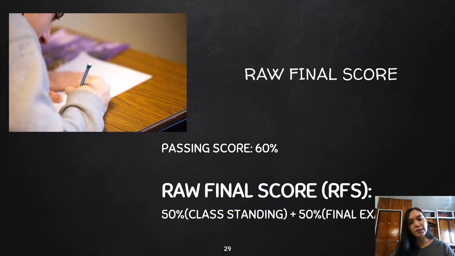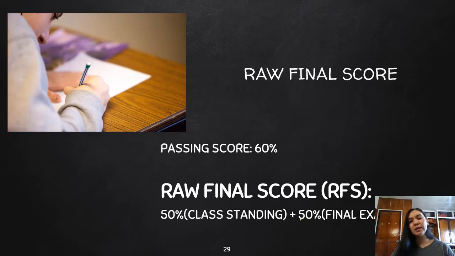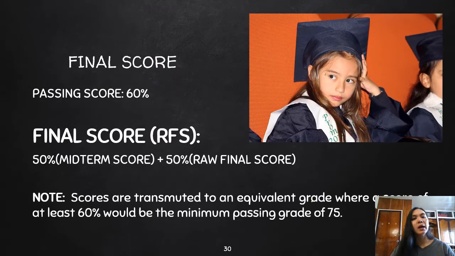And same is true with your final score. You have 50% covering your class standing and 50% covering your final examinations. And how do we compute your final score? That will be 50% of the midterm score plus 50% of the raw final score. And if you get at least a percentage of 60%, that will be equivalent to the minimum passing grade of 75.